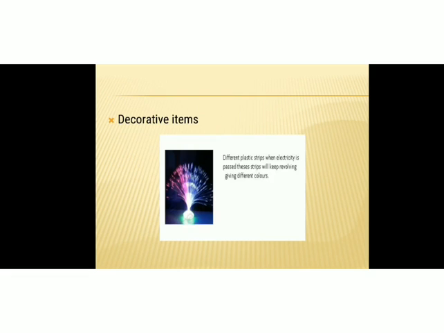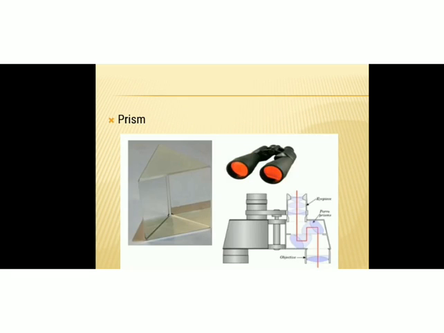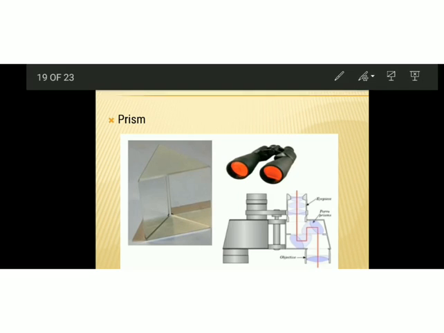Then for decorative items, you can see a lamp-like thing on the screen. So different plastic strips, when electricity is passed, these strips will keep revolving, giving different colors. Okay. Then they are used in communication systems, in the cables and all. For such communication systems we can use these optical fibers.